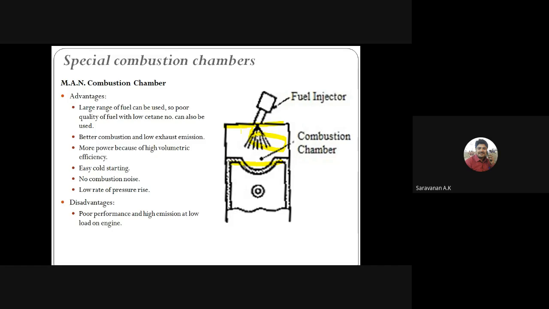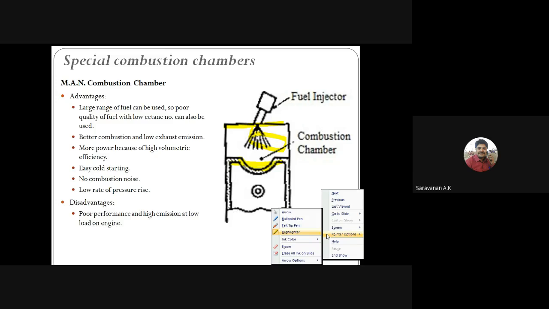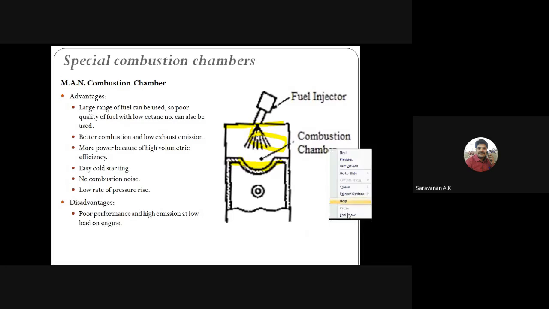In this design, the combustion chamber has a cavity, and this cavity is very important. You can see the cavity in the piston crown is a spherical cavity. The fuel sprays tangentially on the cavity, and it spreads over the entire chamber. You can see here.